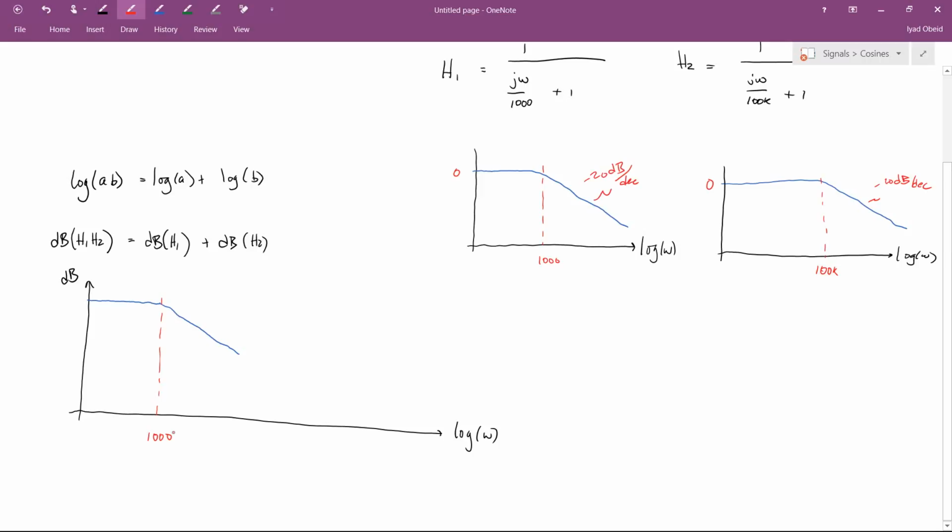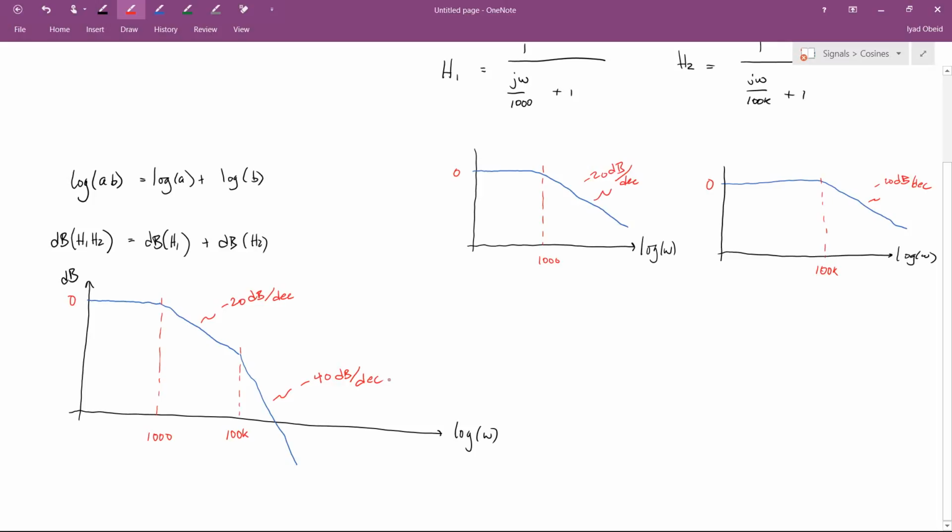And then when I get to 100,000 rads per second, I'll be adding a slope of minus 20 dB to a slope of minus 20 dB, and that will give me now a slope that's twice as steep as before. That will now give me a slope of minus 40 dB per decade. Okay, so in this case, this happened to be 100k, and this is 0 dB. This is minus 20 dB per decade, and this will be minus 40 dB per decade. See how clean that is?